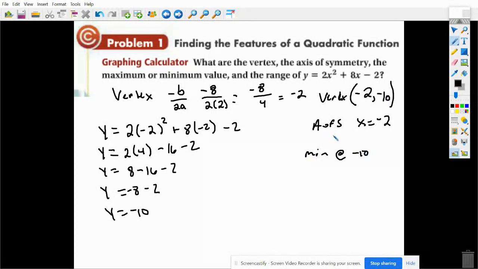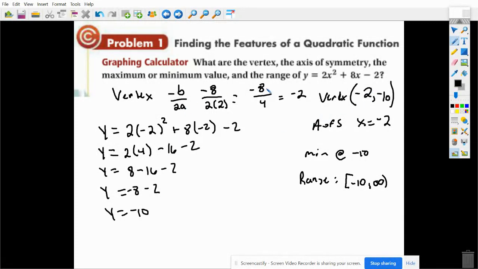Then again, we talked about the range just slightly yesterday. I do think it's important that we're able to talk about it. The range is the y value, and the y values go up and down. So they're always talking about the y values, and where would the range start here? It would start at negative 10 and go up to positive infinity. If I ask for the domain, it's always all real numbers. So we're going to have a few questions like this. Again, the key important point is being able to find the vertex using the formula.